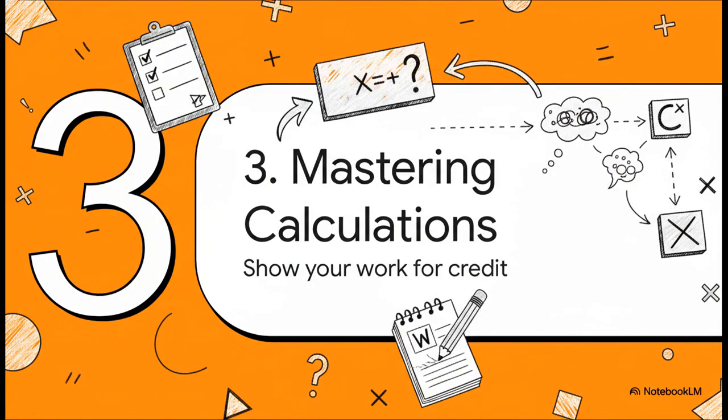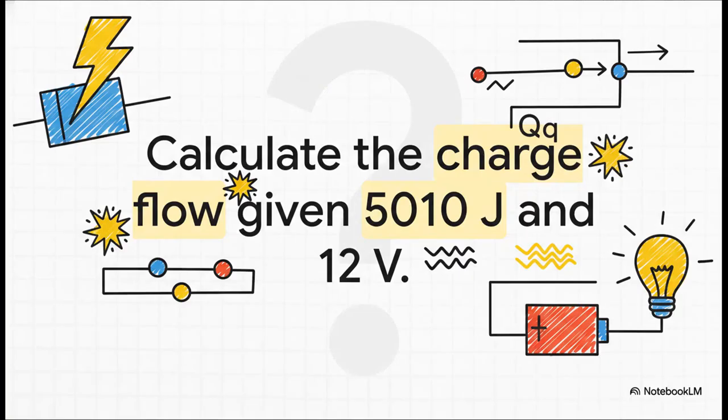Okay, with 2 marks in the bag, it's time for the calculations. And listen, this is where showing your working is absolutely non-negotiable. You can actually get marks for the right steps even if your final answer is wrong, so never ever just write down a number by itself. Here's the first one, 3.3. So we're given the energy, 15,000 joules, and the potential difference, 12 volts. Our job is to calculate the charge flow.